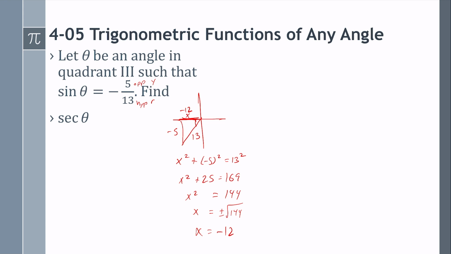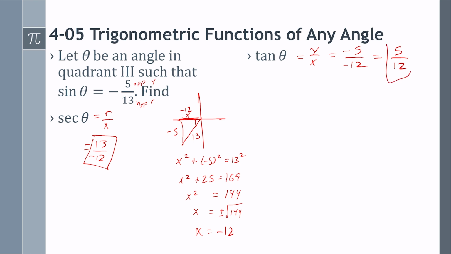All right, so now secant is r over x. So that would be 13 over -12, or -13/12. Tangent, let's find tangent of that. Tangent is y over x. The y is -5, the x is -12. The negatives cancel, so tangent is 5/12.